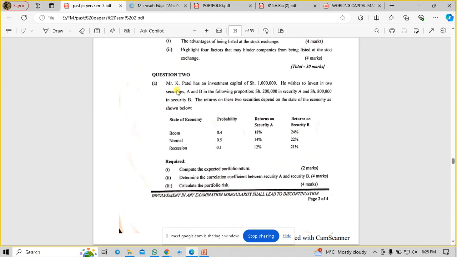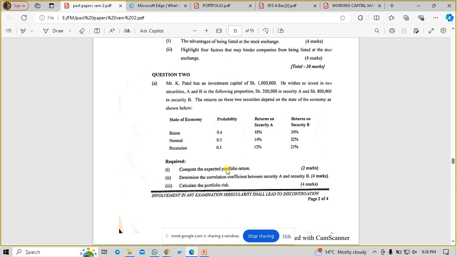So Mr. K. Patel has an investment capital of 1 million. He wishes to invest in two securities A and B in the following proportion. So 200,000 in security A and 800,000 in security B. The returns of these two securities depend on the state of economy as shown below. So we have boom, normal and recession. We have the probability and the returns here. So these ones are the returns for A and returns on B.